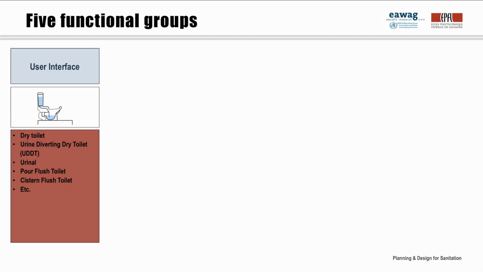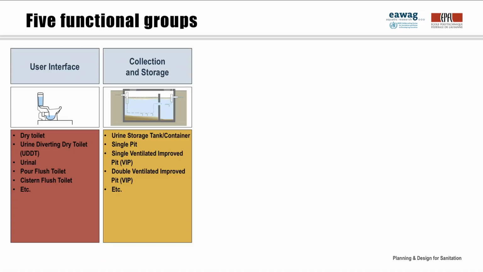The collection and storage functional group contains all the technologies that collect and store the products that enter into the sanitation system at the user interface. A simple pit latrine is an example of a technology from this functional group. It stores the excreta and the toilet paper and doesn't do anything else. It doesn't provide any type of treatment, for example. It just collects and stores.